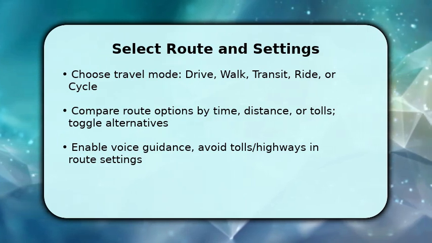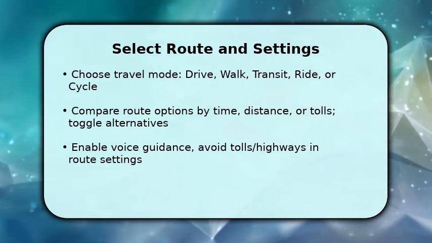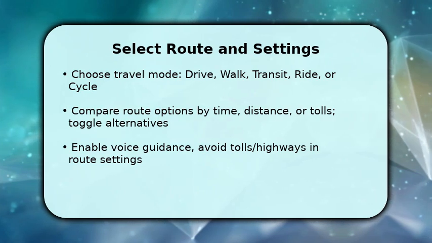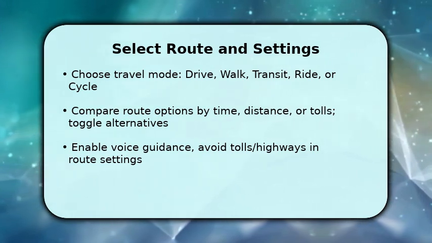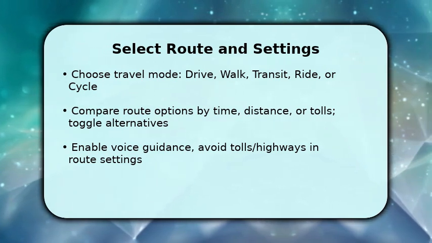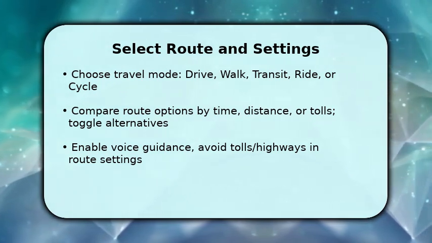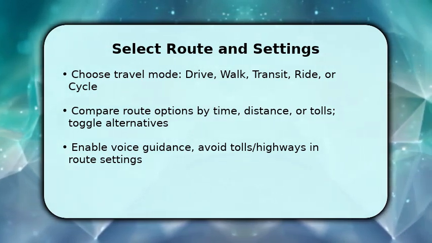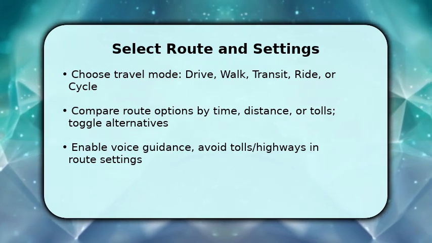Tap alternate routes to swap. Adjust settings like avoiding tolls or highways and enable voice guidance so you don't need to stare at the screen. If using transit, check departure times and platform info. Once satisfied, tap Go. The app begins navigation and updates in real time as you move.